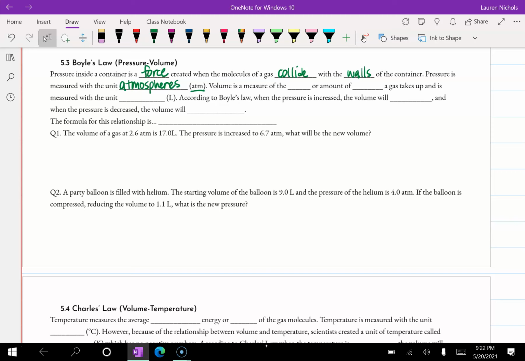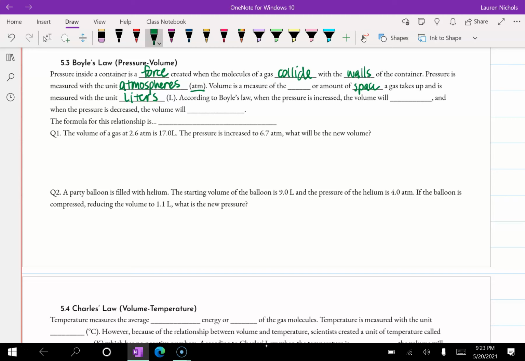It's atmospheres. And volume is a measure of the amount of space a gas takes up and is measured with the unit liters. I feel like I forgot what was supposed to go in that blank, and it's going to come to me later, but I'm too tired, so who knows.